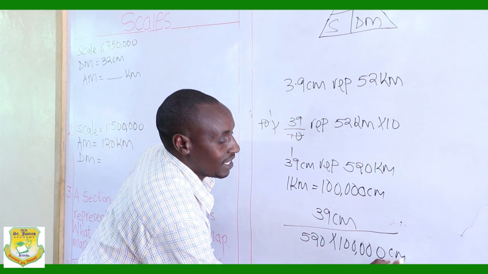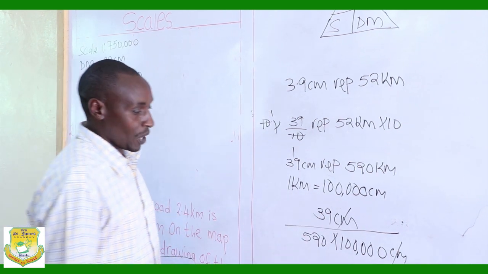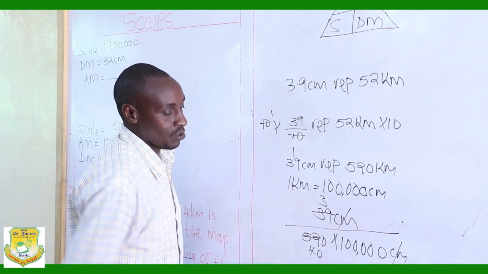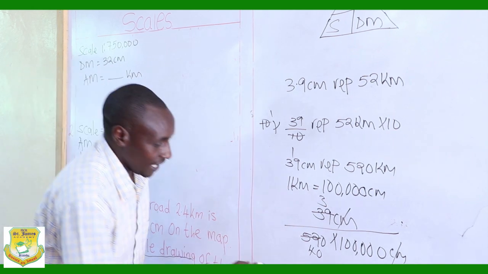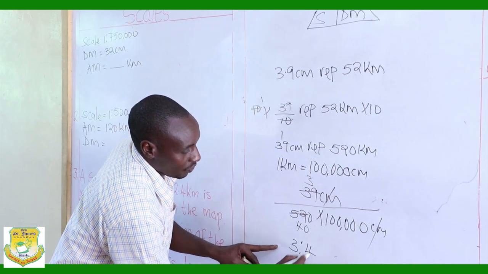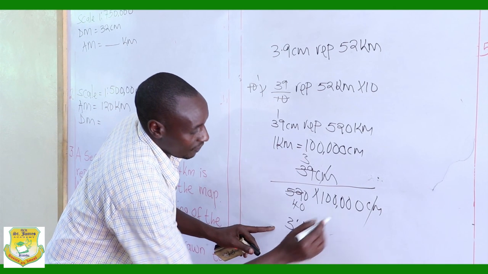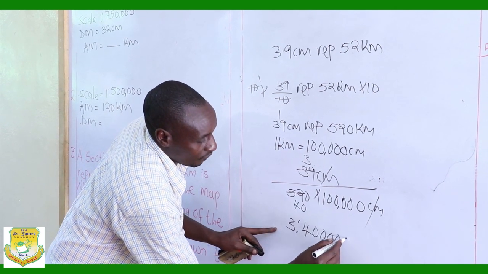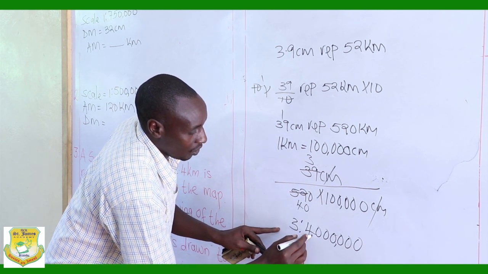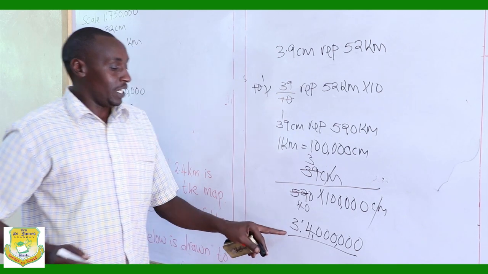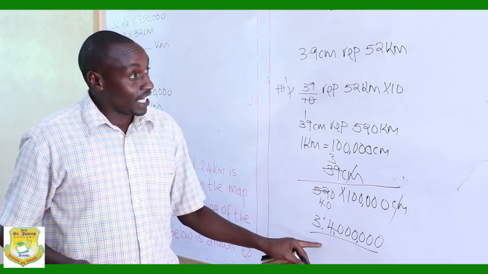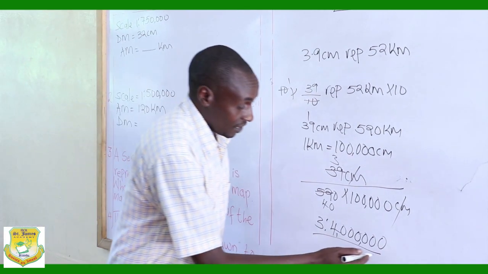So these are centimeter. I cancel centimeter with centimeter. By 13, I get 3. By 13, I get 40. There is no other common divisor. So the numerator becomes the first number, 3 is to 4 followed by zeros, counting in groups of three with commas. So I get my scale is 3 is to 4 million. That is the scale for that sum. And that is the end of our lesson.